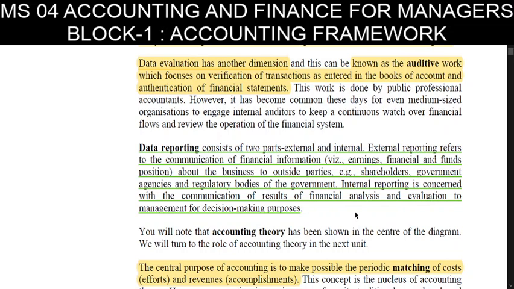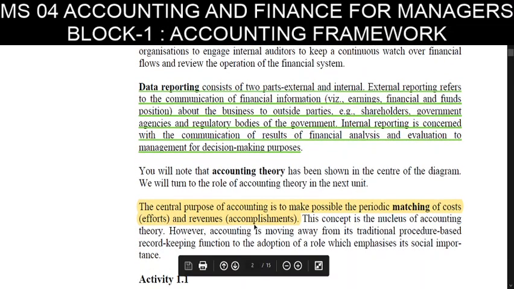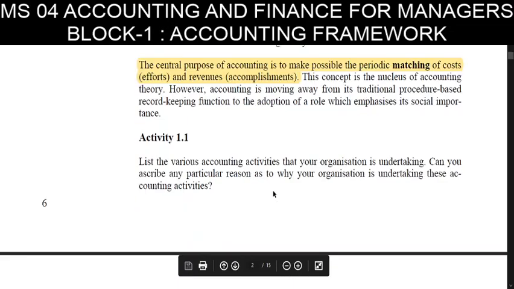Throughout this PDF, I have underlined and highlighted many parts because these are the answers which we have to write when any question is asked. Questions in the examination come mostly from this unit and from this information only. That is why I am particularly underlining these parts, and I am reading out as it is because we can write in the examination as it is. The central purpose of accounting is to make possible periodic matching of costs and revenues.